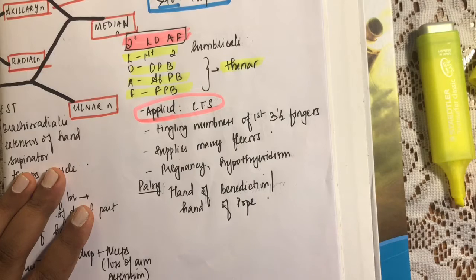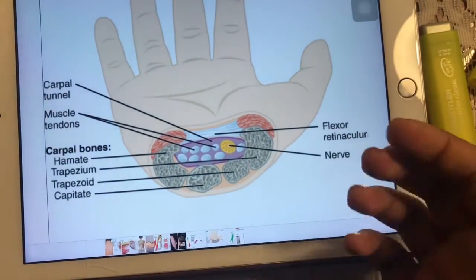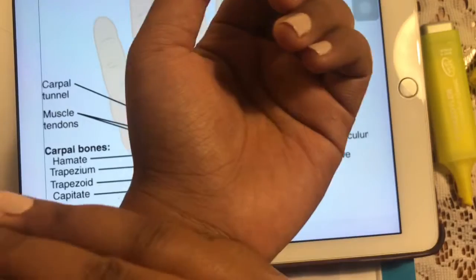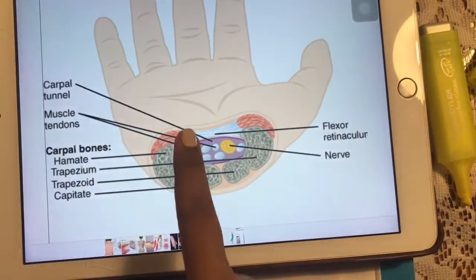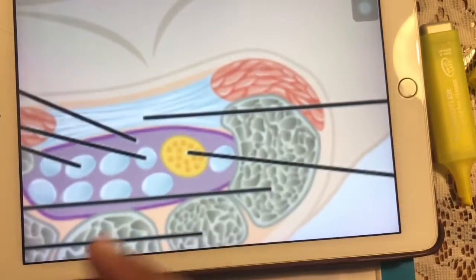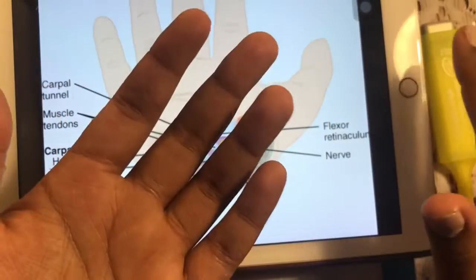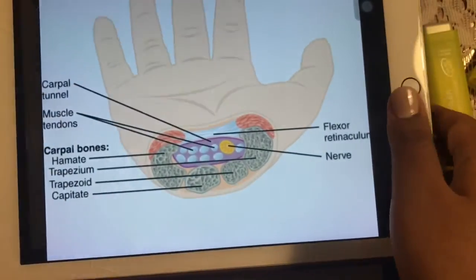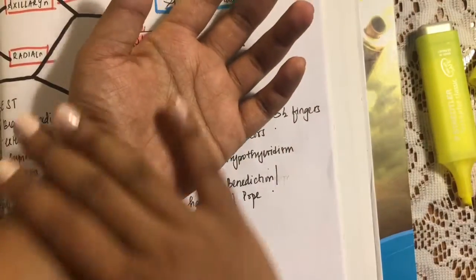Carpal tunnel is basically this tunnel which exists beneath the flexor retinaculum. It's here. If I take a cut section of this, this is what it looks like. So there's like a compartment beneath the flexor retinaculum. I'm not going into the detail, but this right here is the nerve. So whenever there is an inflammation of this space, there will be intense pain in this entire hand, and they'll complain. The patient probably will come with complaints of pain in all of this area.